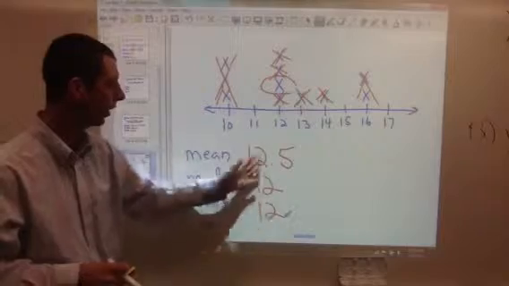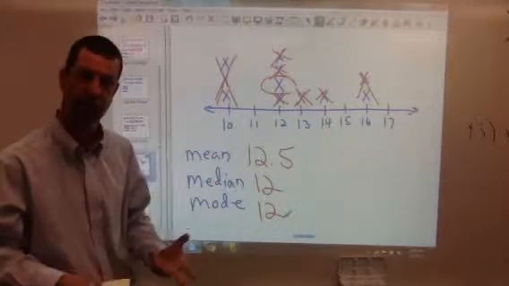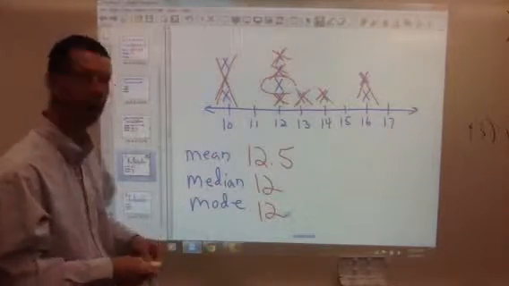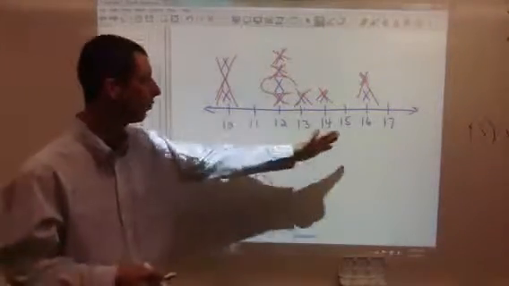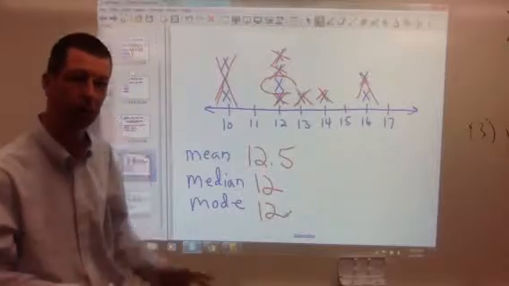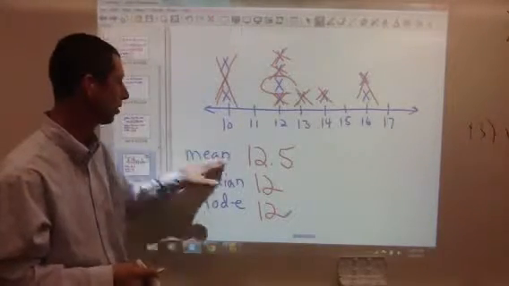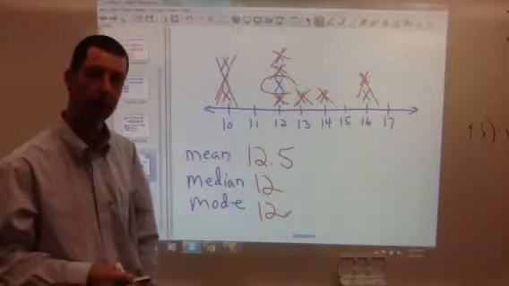Okay, and if you notice on this one, the measures of central tendency, which one best represents the data? Well, they're all pretty good. No outliers, no real small number or real large number in comparison to the rest of the data. So I would say the mean would probably be the best to use, 12.5.